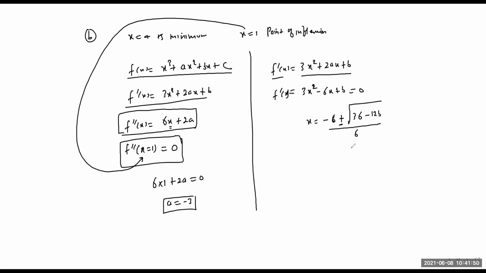So what they are saying is that at x equals 4, you have the minima. Now minima means the second derivative is positive. At x equals 4, the second derivative is positive. Just let me see. Minus 24.